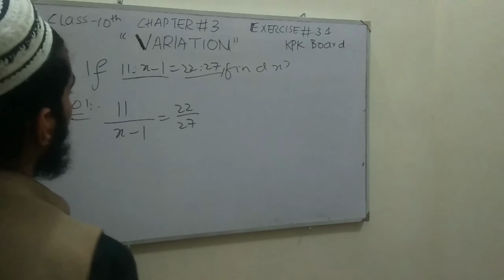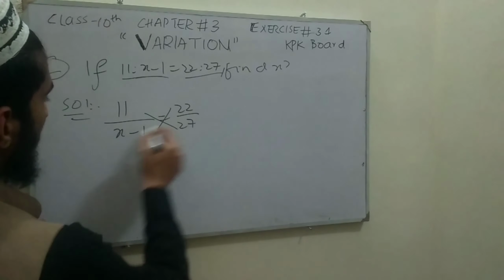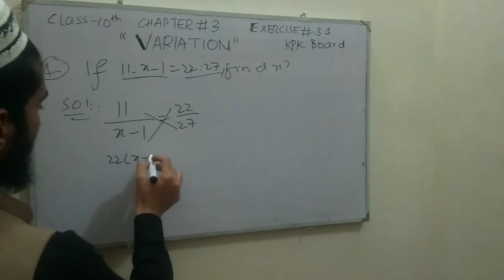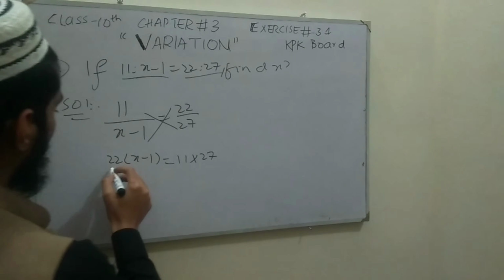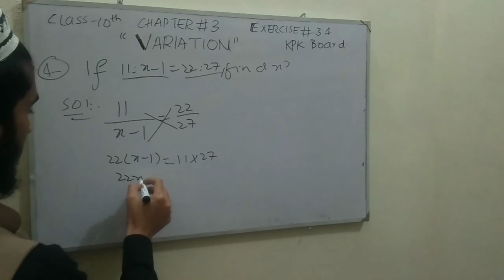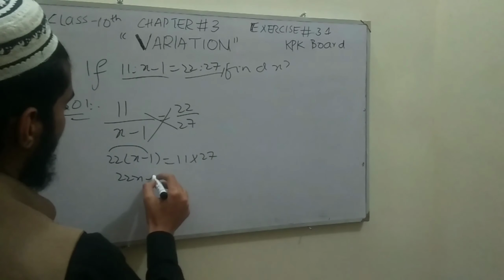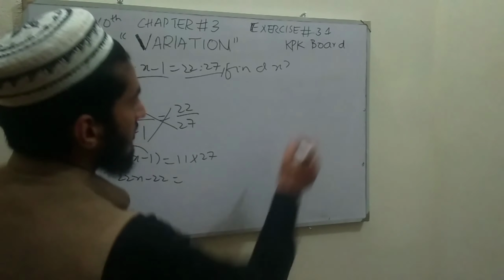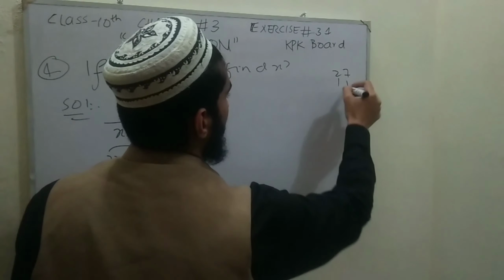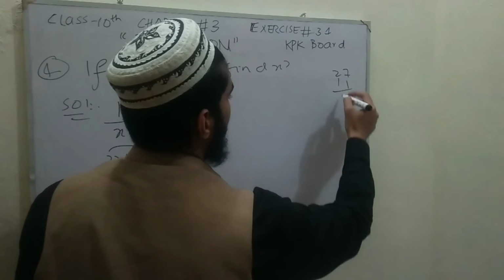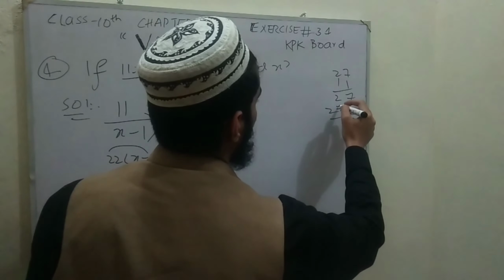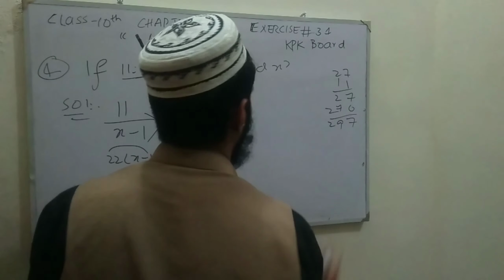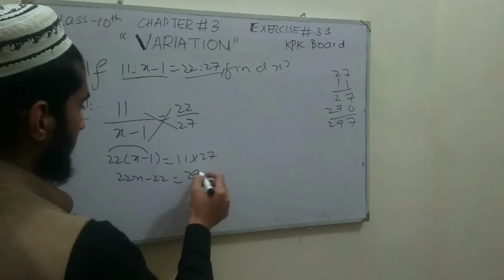27 in the division. Using the cross multiplication, so 22 multiply x minus 1 is equal to 11 multiply 27. So 22 multiply x gives us 22x, 22 multiply minus 1 gives us minus 22, is equal to 11 multiply 27, which can be multiplied here. 7 multiply 1 gives us 7, 7 multiply 2 gives us 14 and 0, 7 and 2, 9, 297.